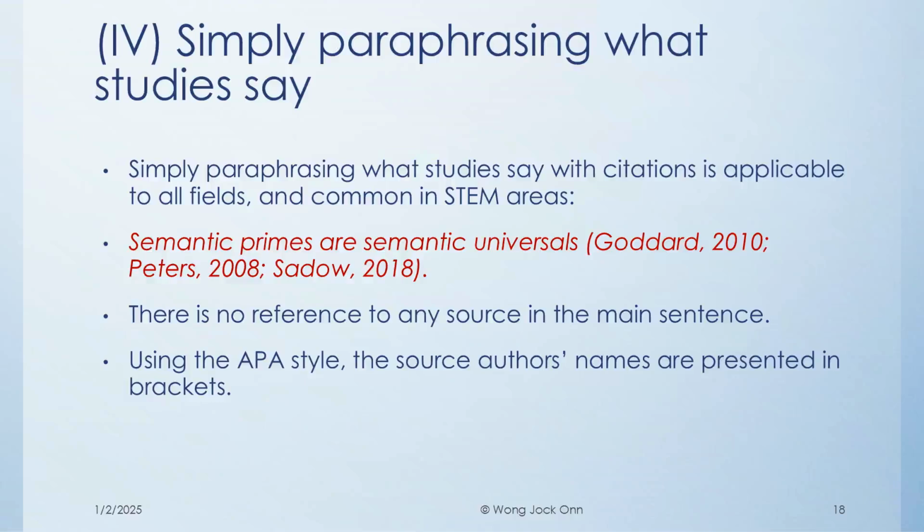Example: semantic primes are semantic universals. There is no reference to any source in the main sentence. Using the APA style, the source author's names are presented in brackets.